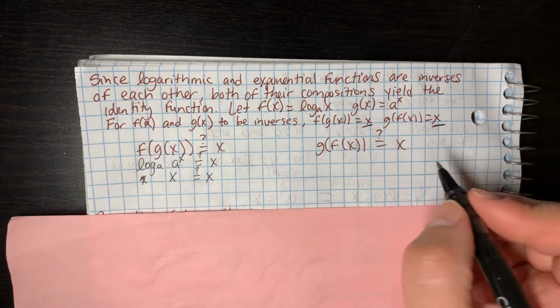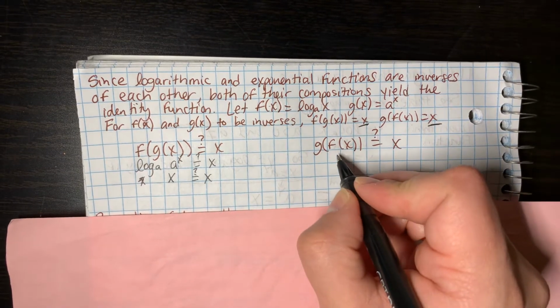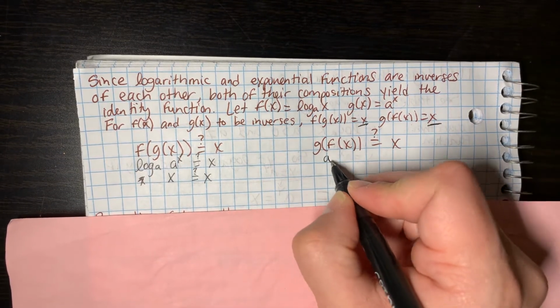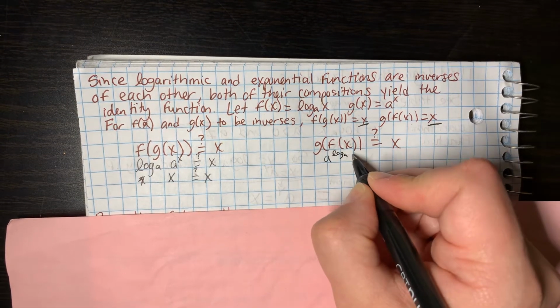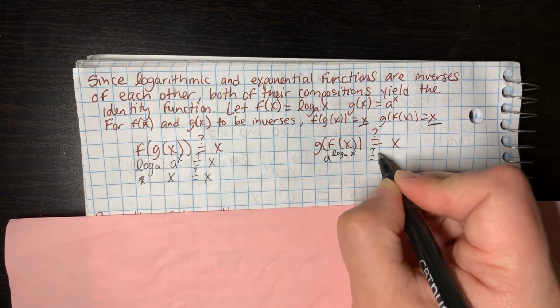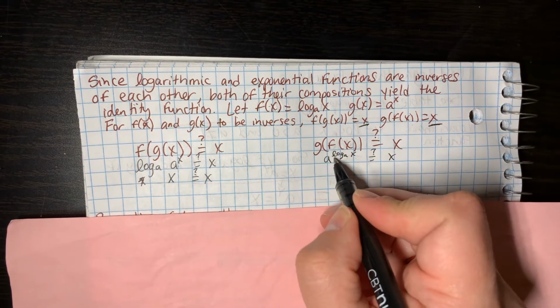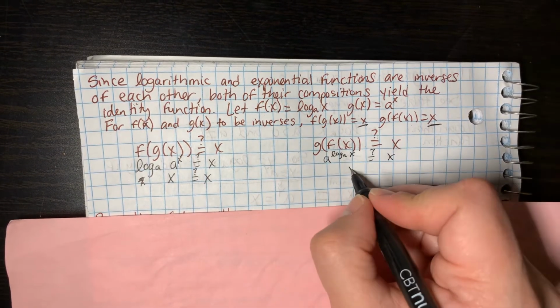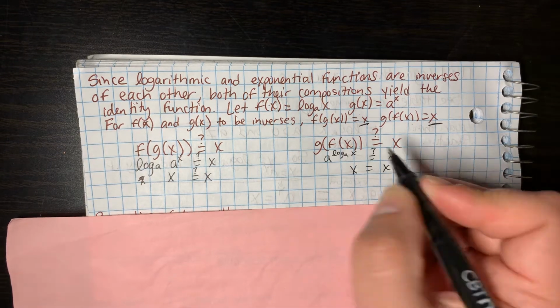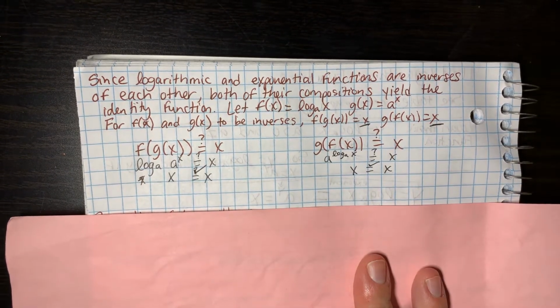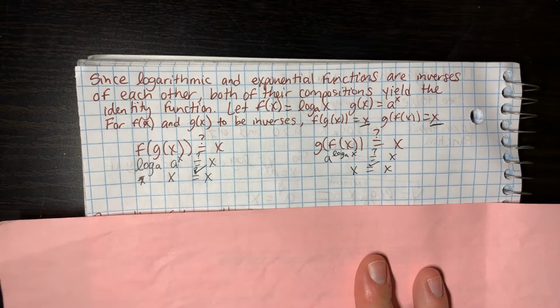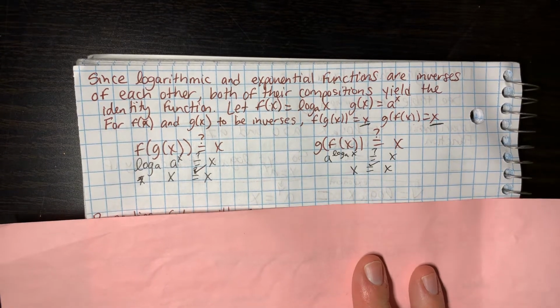And then over here we would have a to the log base a of x equals x. Well, a to the log base a, can they cancel each other out? We're going to have that x is equal to x. So in order for them to be inverses, they have to composite to x.